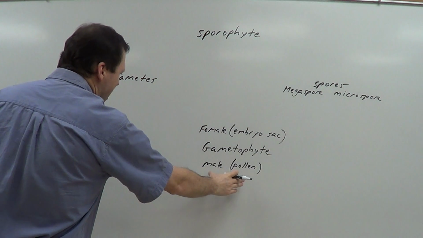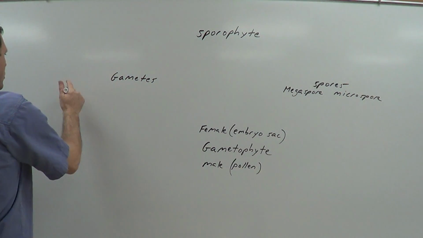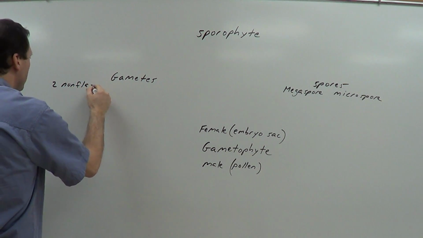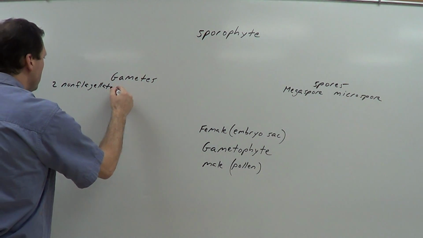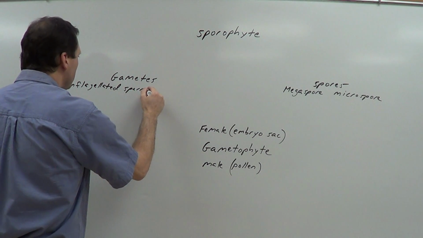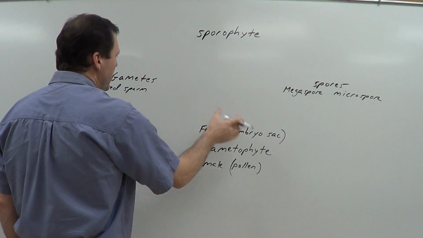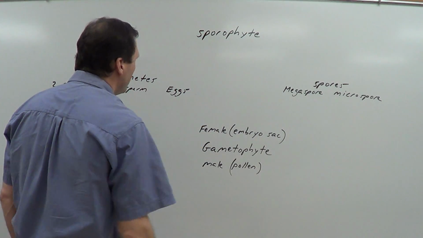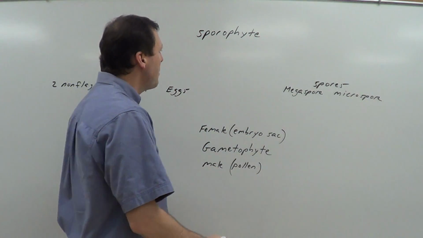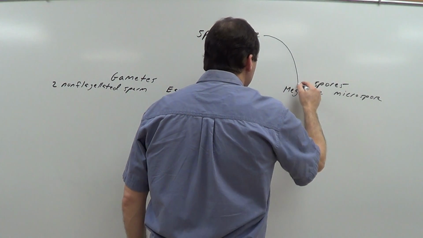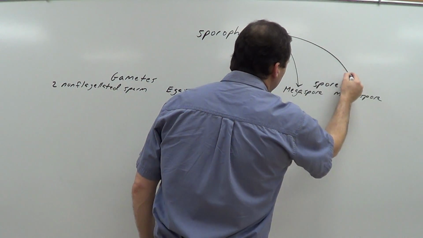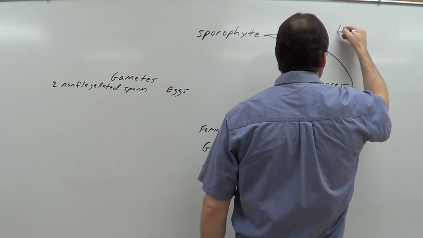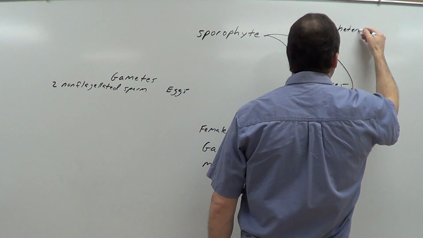And then gametes, the male gametophyte is going to produce, again, two non-flagellated sperm. And the female gametophyte, or the embryo sac, is going to produce eggs. Now let's go ahead and connect these things up. The sporophyte produces a megaspore and a microspore. Two different size spores. Again, this process is going to be referred to as heterospory.